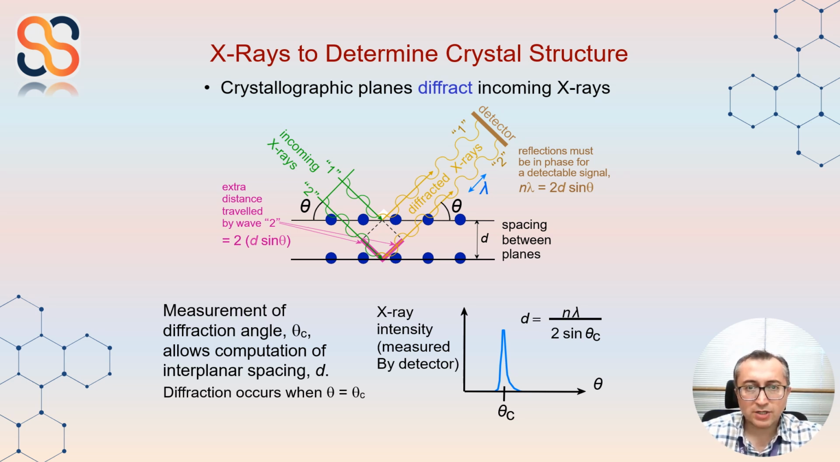Finally, we can measure the intensity of the X-ray reflections using a detector. The intensity helps us understand how many X-rays are being diffracted, which in turn gives us clues about the arrangement of atoms in the crystal structure. So, by analyzing how X-rays diffract off of crystallographic planes and measuring the angles involved, we can reveal the hidden structure of materials at the atomic level.